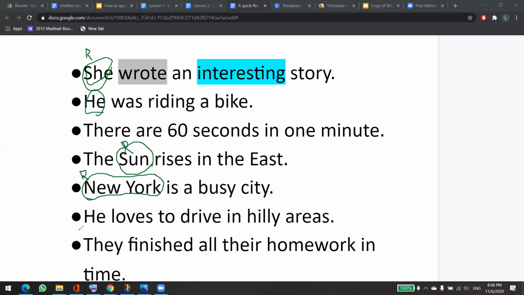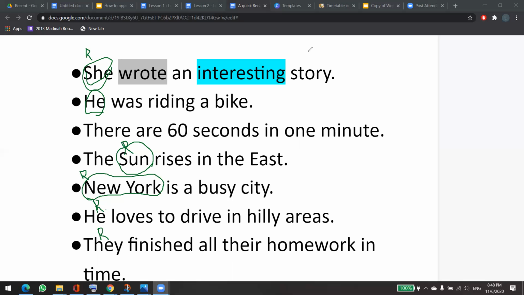Okay. So he loves, again an action. The doer is he. So he is Rafa in status. The status of he in this sentence is Rafa. They finished all their homework in time. So finished, again an action, and they are Rafa in status.